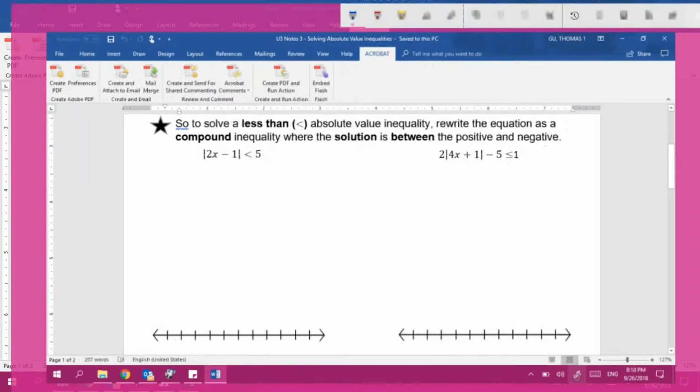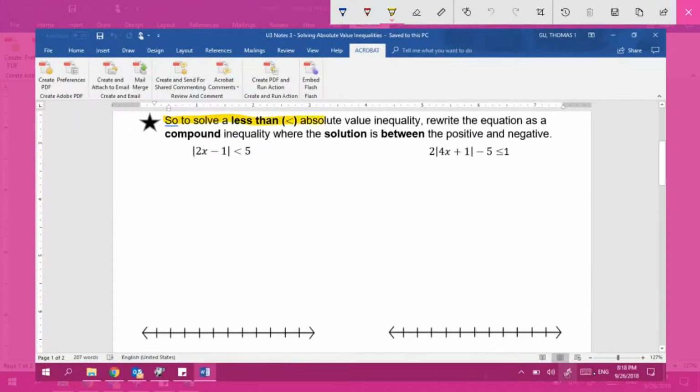So, to solve a less than absolute value inequality, we're going to rewrite the inequality as a compound inequality where the solution is between the positive and the negative. So what does that look like? Remember, just now we had that negative p is less than x, which is less than p. This is the form that my answer is going to look like. And make sure you understand that when we're solving less than, this is an AND situation. So somewhere around here, write AND.